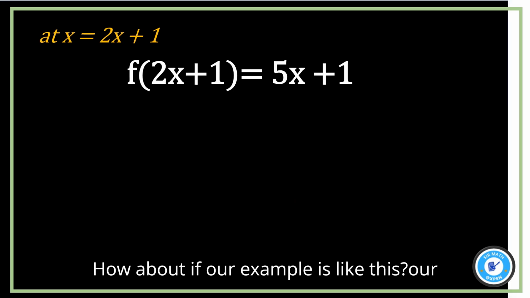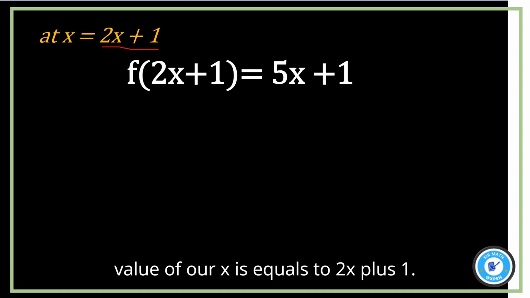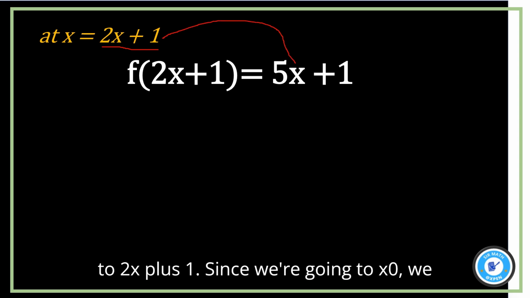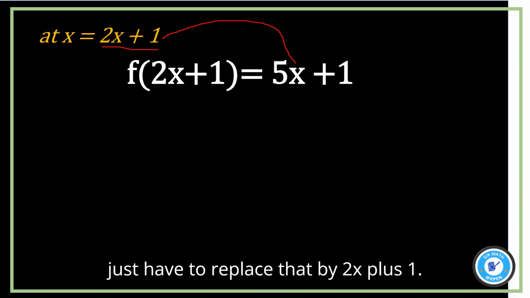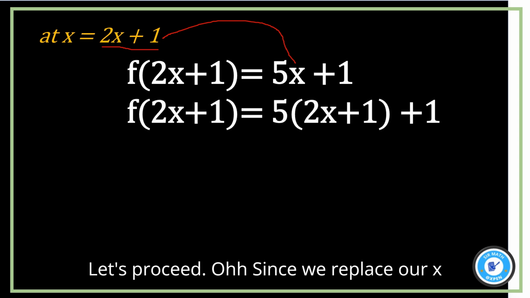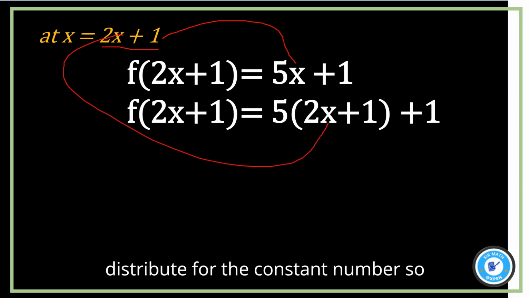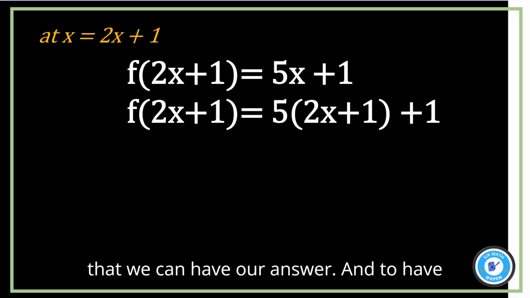How about if our example is like this? Our value of x is equal to 2x plus 1. Ang ibig lang sabihin nun, ang bawat x ay papalitan natin ng 2x plus 1. Since isa lang naman dito yung x natin, we just have to replace that by 2x plus 1. Let's proceed. Since we replace our x as 2x plus 1, we just simply distribute the constant number so that we can have our answer.